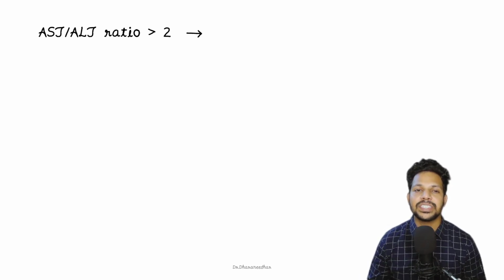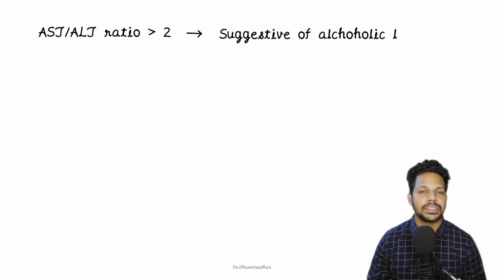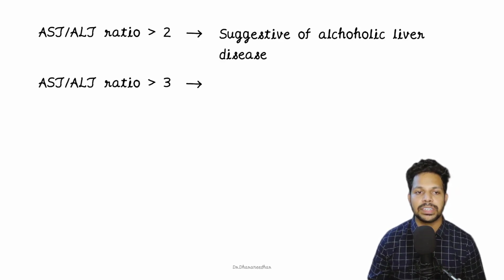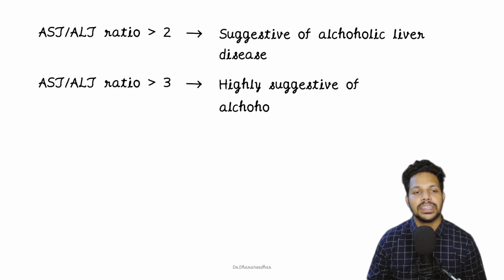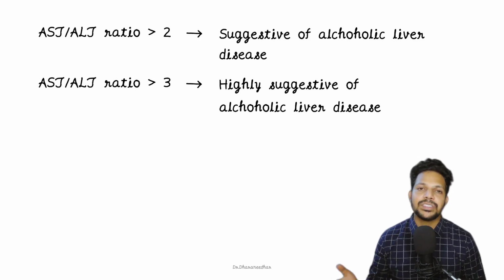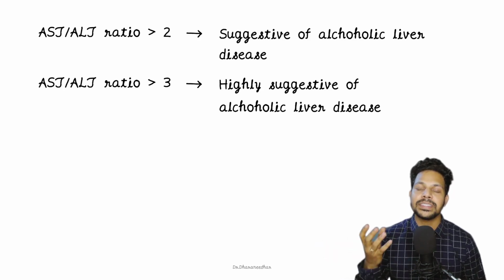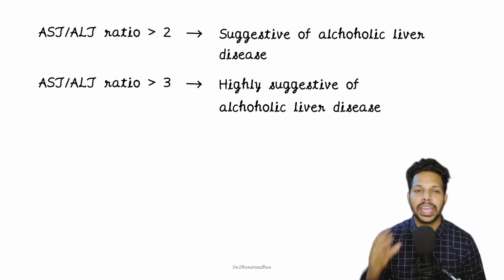The AST to ALT ratio more than 2 is suggestive of alcoholic liver disease. Okay, when the AST to ALT ratio is more than 3, it is highly suggestive of an alcoholic liver disease. Why? We'll understand here. See, in a liver injury, both the AST and ALT will be increased, but specifically in alcoholic liver disease, the ratio is more than 2 because there is decreased production of ALT.